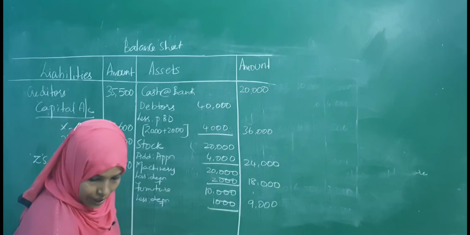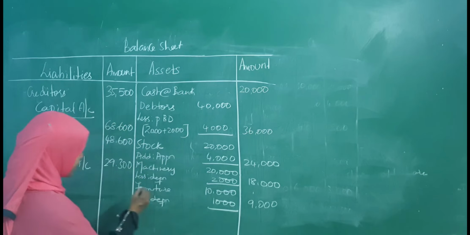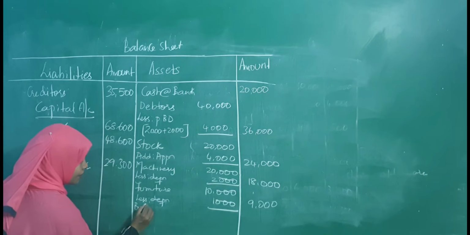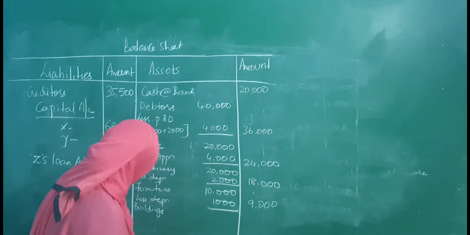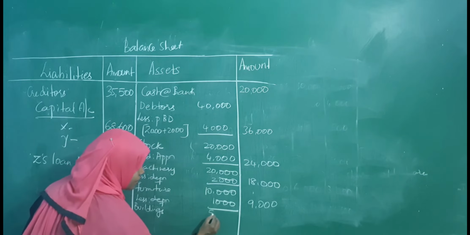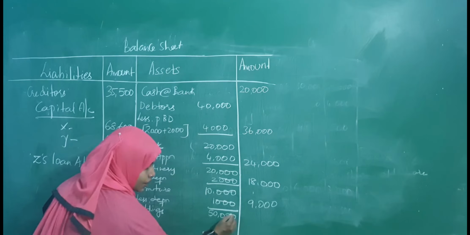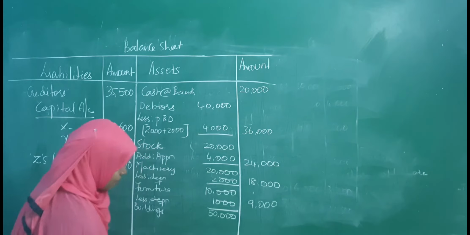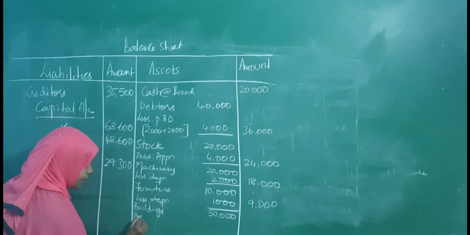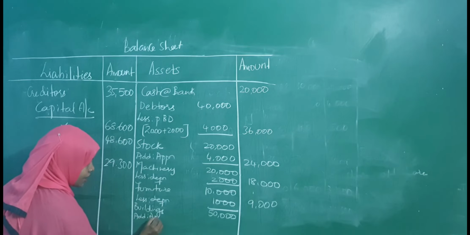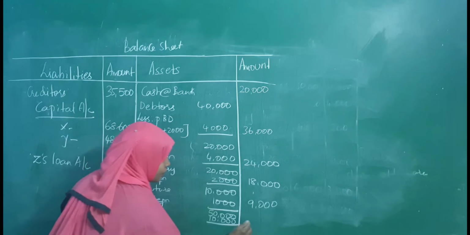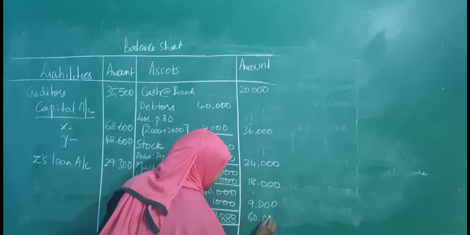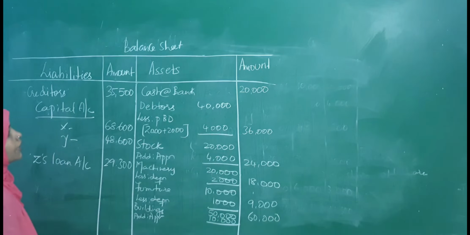Next what do we have? We have buildings. What is the value of buildings? Buildings it is 50,000. Then it was increased by 10,000. So add appreciation 10,000. It comes to 60,000. Next.